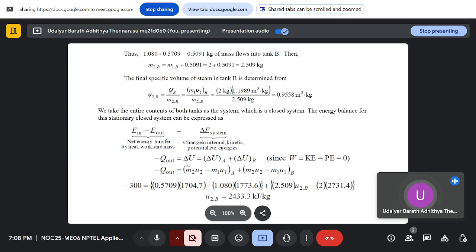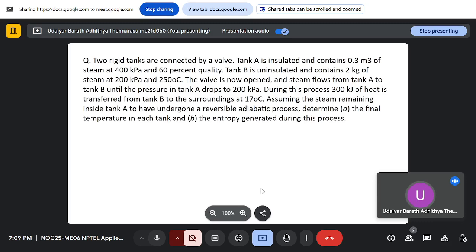So Q out is delta U, the change in internal energy. Since there is only heat interaction, there is no work interaction, and there is no mass coming in and going out, so minus Q out is your delta U. So delta U is delta UA plus delta UB. So minus Q out is M2 U2 minus M1 U1 of A plus M2 U2 minus M1 U1 of tank B. Substituting all the values, the only unknown is the internal energy at state 2, which comes out to be 2433.3 kilojoule per kg.